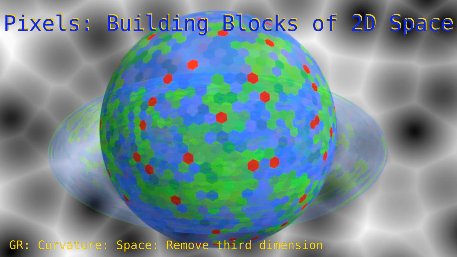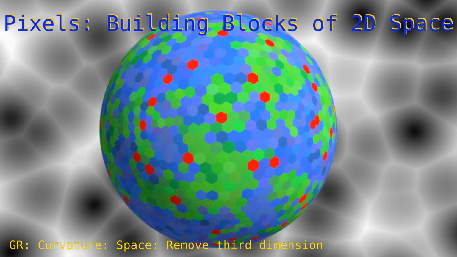If you look at the pixels that make up the sphere, they're all about the same size and shape. Here we highlight some of the pixels with red. We will start to think of the pixels as the building blocks of space or space-time.